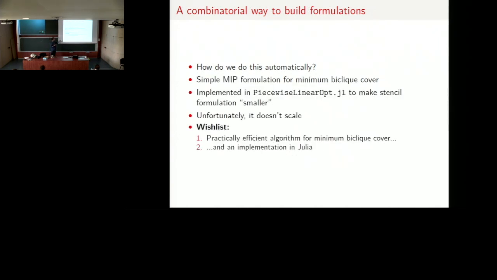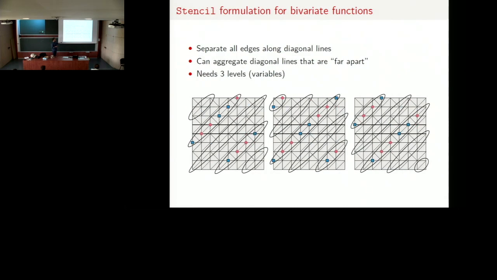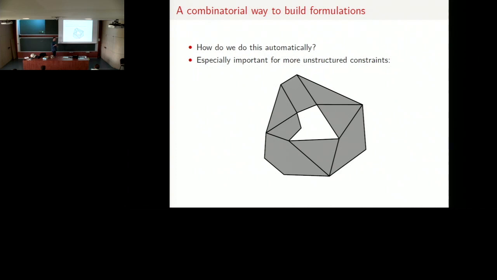So there's, I would say, a simple MIP formulation to do this. And I've implemented this in PiecewiseLinearOpt, which is a modeling extension to JuMP that I've built for piecewise linear functions. And essentially what you can do is go back to this stencil formulation I showed you and start making it a little bit smaller. You're shaving off constant factors, essentially. It helps a little bit.